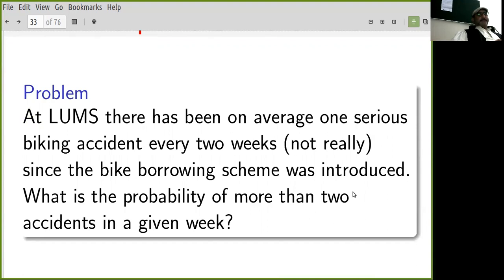Next question. Let's suppose that at LUMS there is, on average, one serious biking accident every 2 weeks. What is the probability of more than 2 accidents in a given week? Again, let's make sure that we have our units straight when we do this problem.